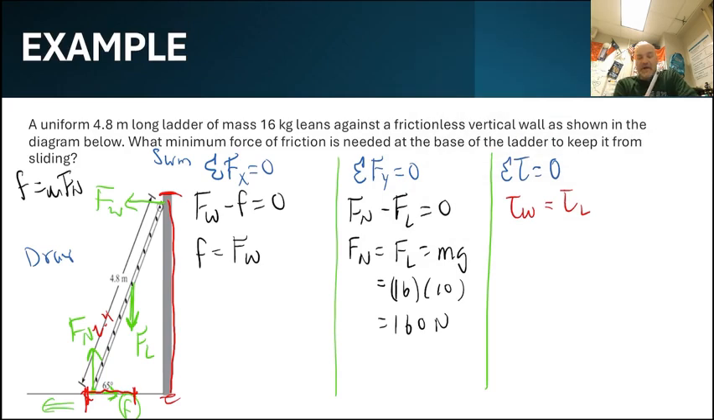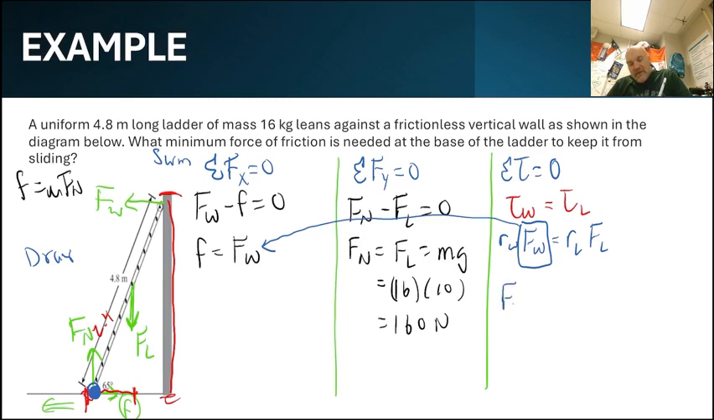Now, why does the bottom left not matter? Because that's our axis of rotation. That's what we don't want it to rotate about. Okay, so I plug in all my values, and so we have R_W F_W equals R_L F_L, right? And this is what I'm looking for because that goes over into my x direction. So F_W is R_L F_L divided by R_W, okay?